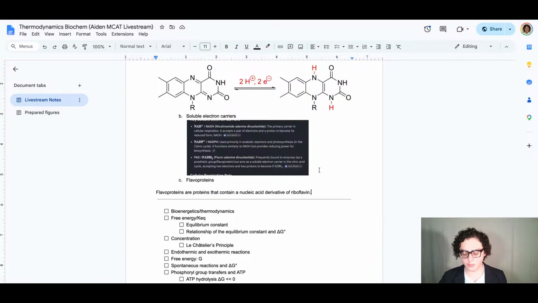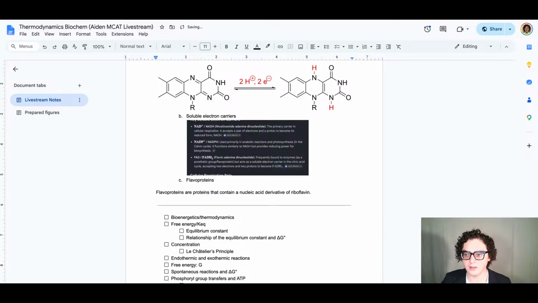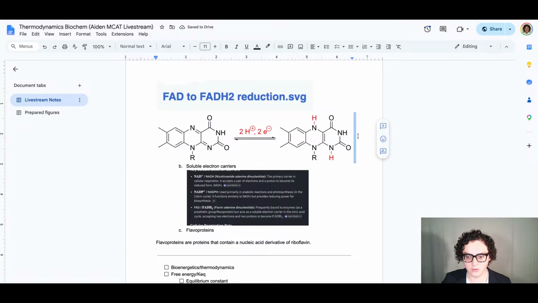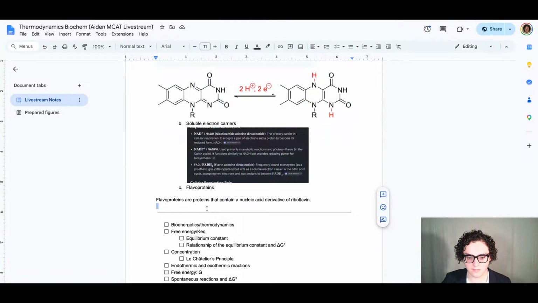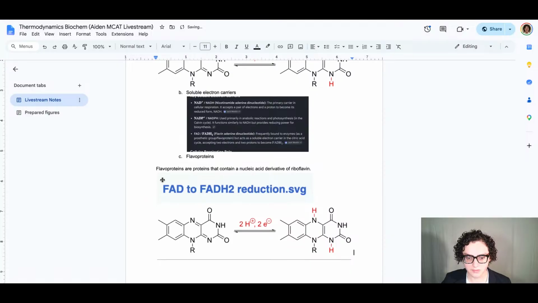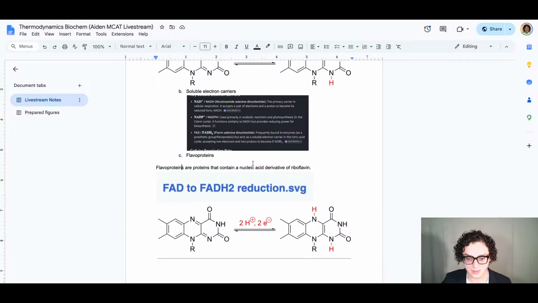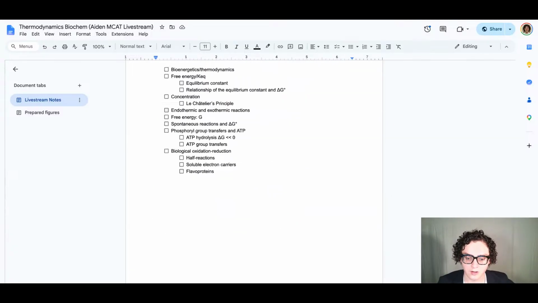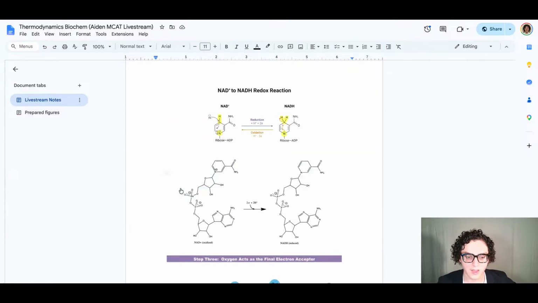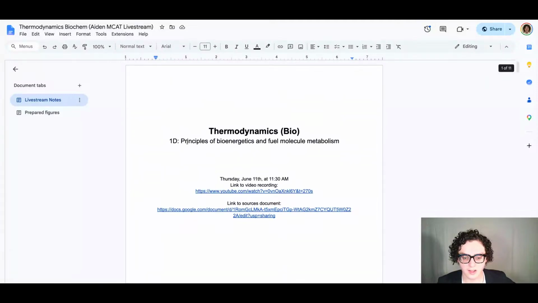Throughout the body, this derivative of riboflavin is used to make all different kinds of things. One of them is this coenzyme FAD or FADH2. The flavoprotein part comes from flavin adenine dinucleotide. So that covers the first part of, so we covered all of these topics. That covers the first part of content category 1D, the principles of bioenergetics and fuel molecule metabolism.